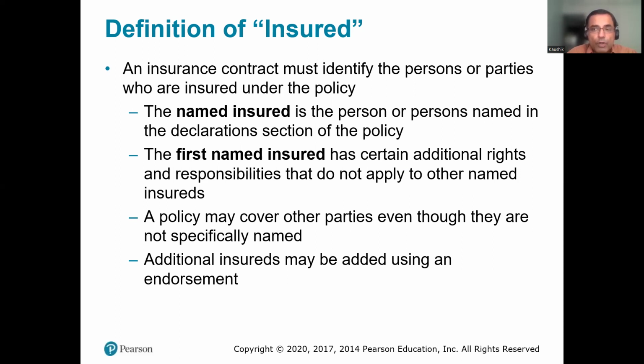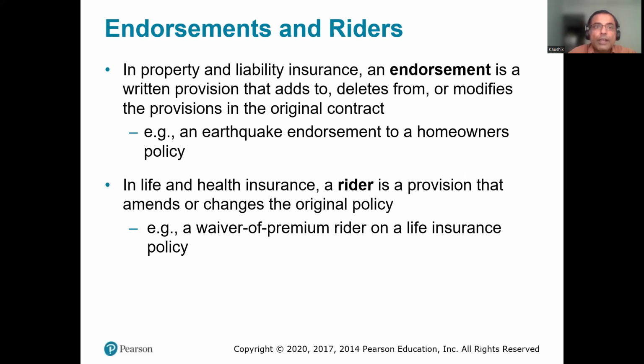The policy also covers some individuals who may not be explicitly mentioned. For example, children of an individual can be covered in an insurance policy, even if they are not explicitly mentioned. Additional entities who require insurance may be added through an endorsement in the policy. So what is an endorsement? Endorsement is a written provision which changes the existing provisions of the insurance contract, like adding additional individuals to the policy or maybe making changes to the terms and conditions.